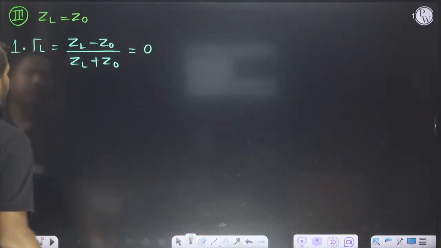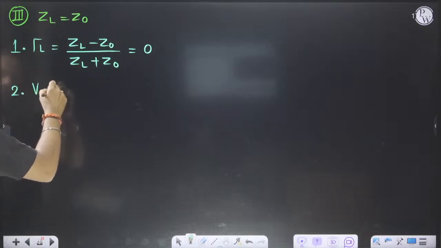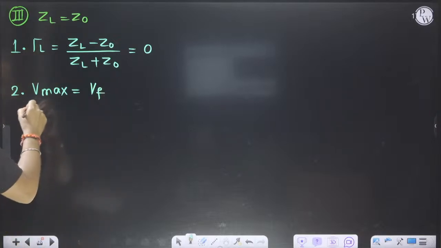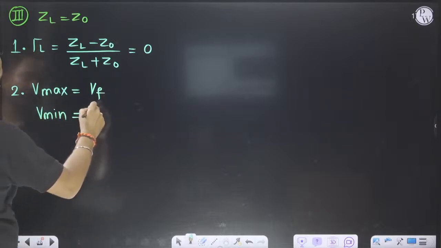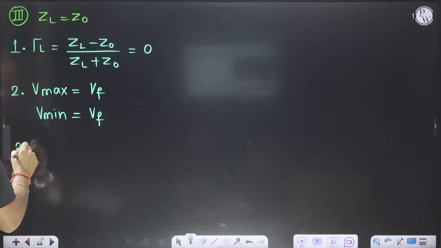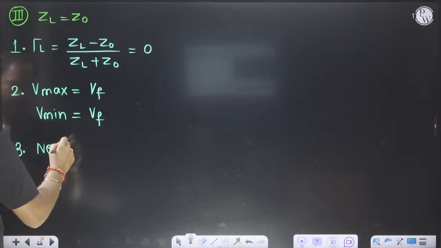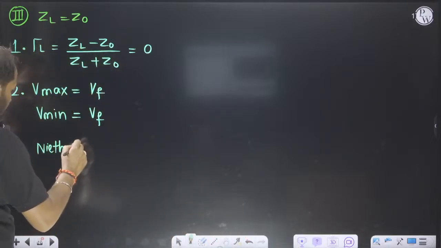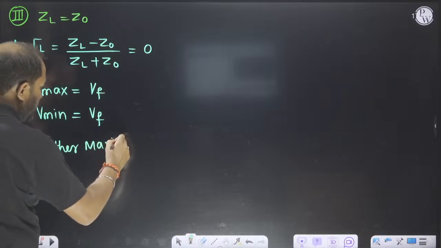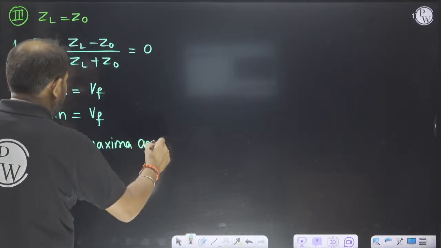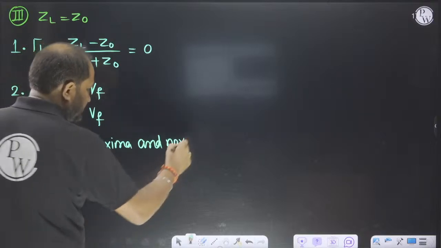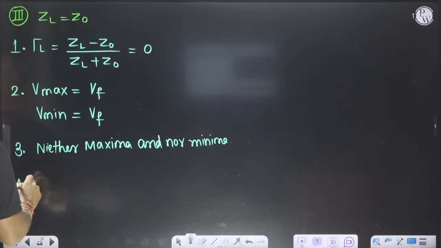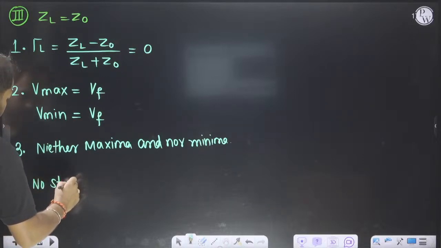So Vmax is the magnitude of Vf only, and Vmin will be Vf only. So there is neither maxima nor minima. So there is no location of maxima and minima. So no standing wave. There is no standing wave.